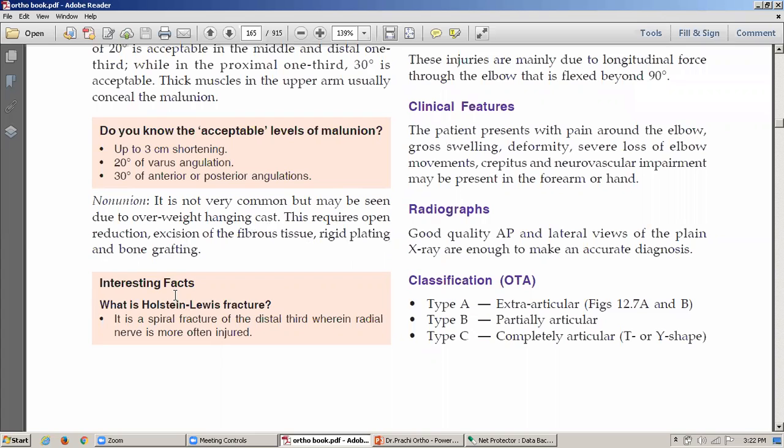So interesting facts are: Holstein-Lewis fracture, that is, a spiral fracture of the distal third wherein the radial nerve is more commonly injured.